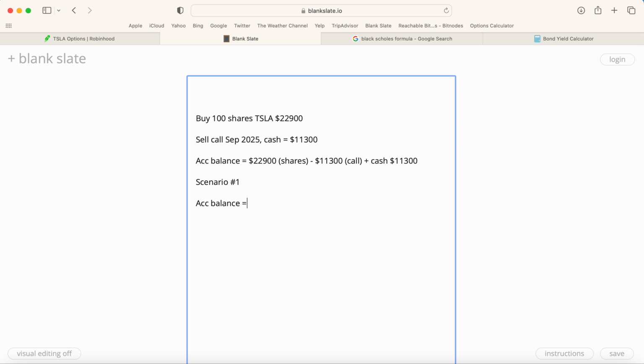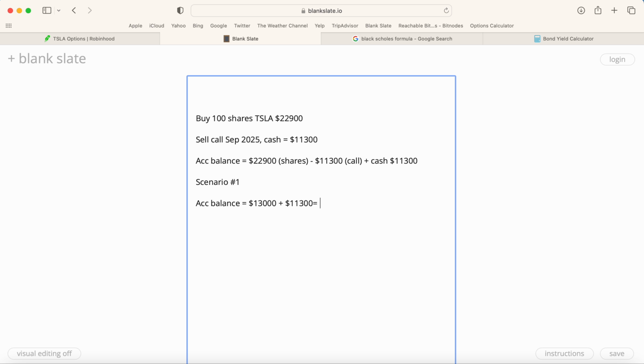Those shares are going to be called away. In other words, you're going to receive the money for which you sold it. In this case, you sold at the strike price of $130, so you're going to receive $130 a share, or $13,000. Plus, you no longer will have the shares, but you're still going to keep the cash that you have originally in the account, $11,300.